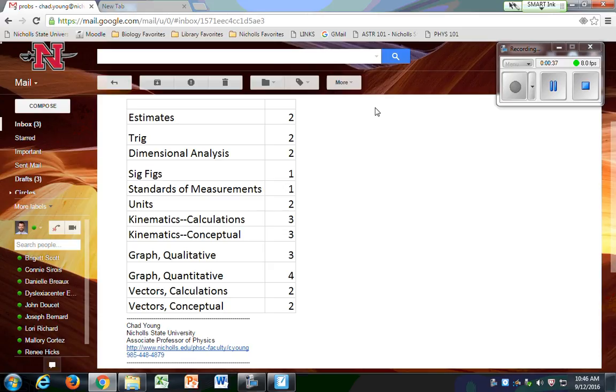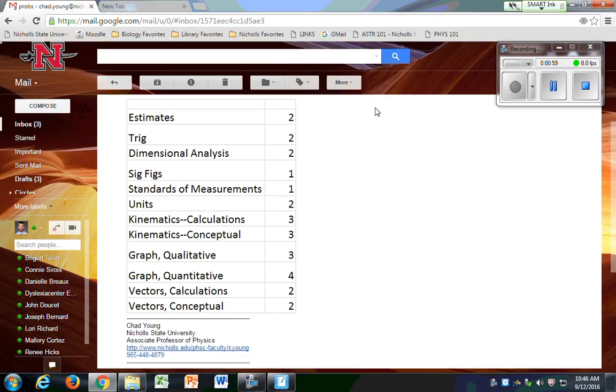Graphs qualitative, that's where I show you the curve graph or the straight line graph and ask you to describe, is it increasing speed, decreasing speed, is it positive, negative, is the acceleration positive or negative, that sort of thing. Then graphs quantitative, that's where I have you actually calculate the slope of the graph or calculate the area of the graph as it's relevant.